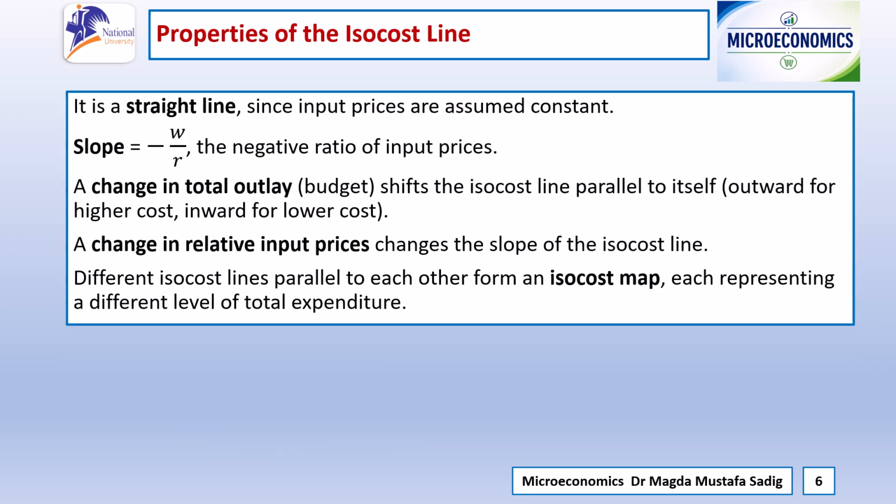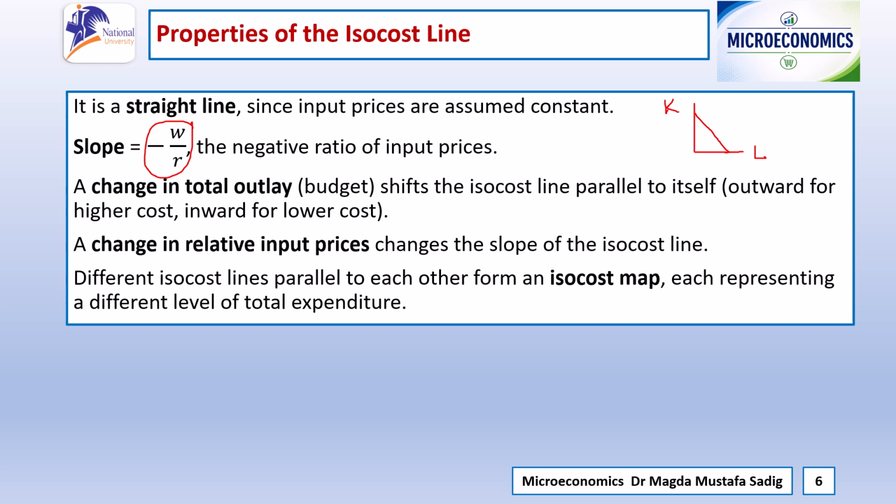Properties of the isocost line. Let us examine the characteristics of the isocost line. First, it's a straight line, as I told you. This is the isocost line, where here is labor and here is capital, and this is a straight line. And the slope is minus W over R. It's a negative ratio of input prices. Its slope is negative because it is downward sloping.